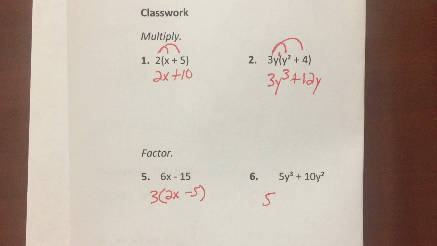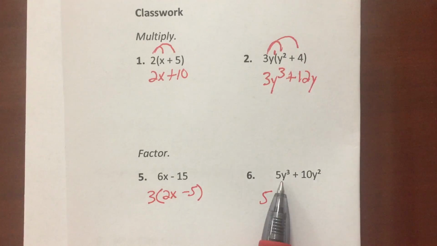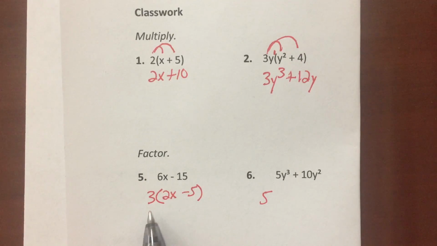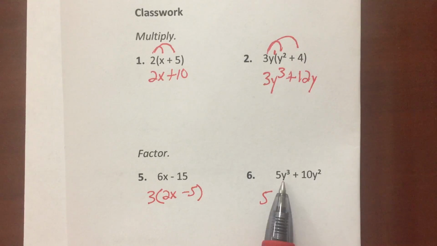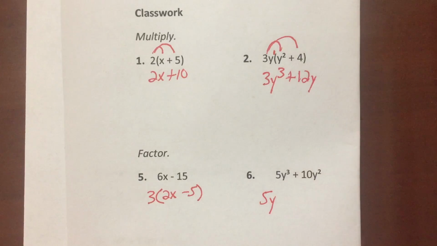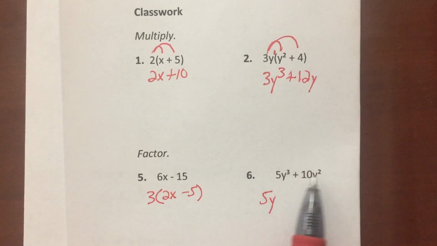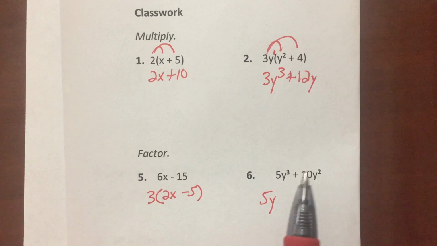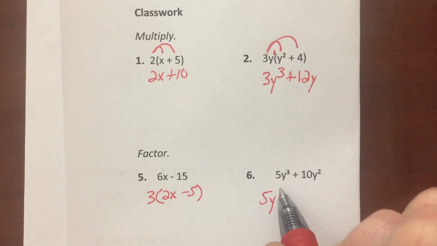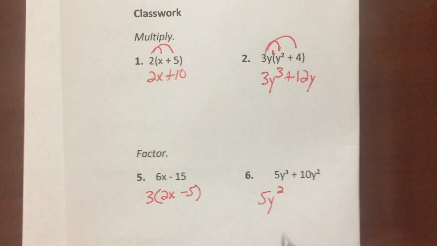For number 6, the coefficients 5 and 10, the GCF is 5. That's the biggest number that divides them both. And these guys both also have a common letter. If they have a common letter, you can use it on the outside where the GCF is. They both have a y, so I'm going to write down that y. And the exponent I choose has to be the smallest exponent that's out there. So between 3 and 2, that is a power of 2, smallest exponent.